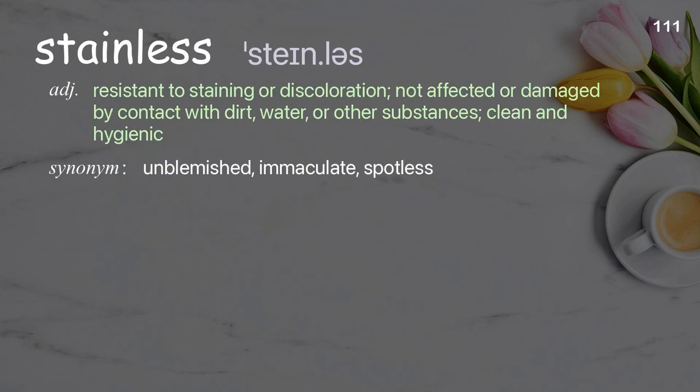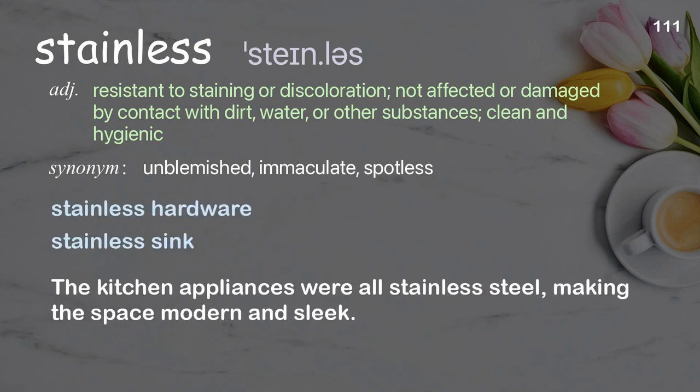Stainless. Resistant to staining or discoloration, not affected or damaged by contact with dirt, water, or other substances, clean and hygienic. Examples. Stainless hardware. Stainless sink. The kitchen appliances were all stainless steel, making the space modern and sleek.